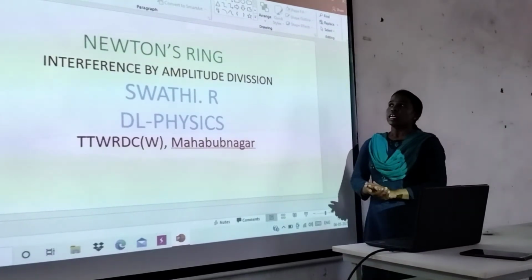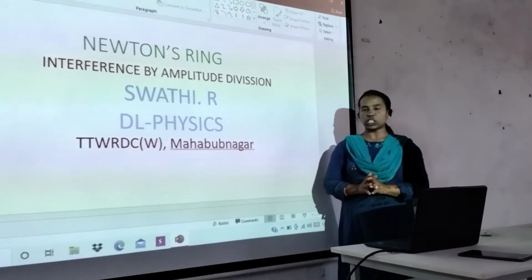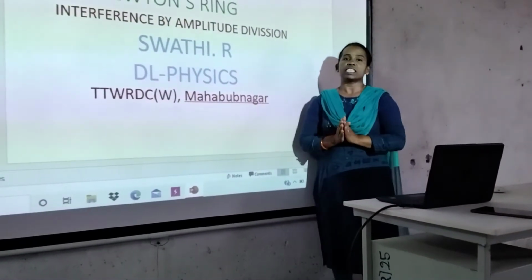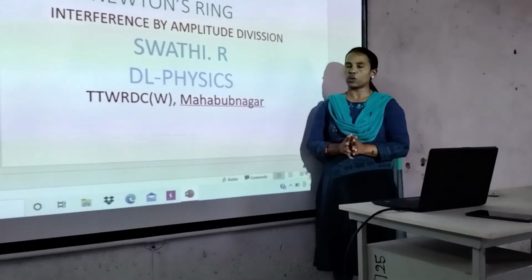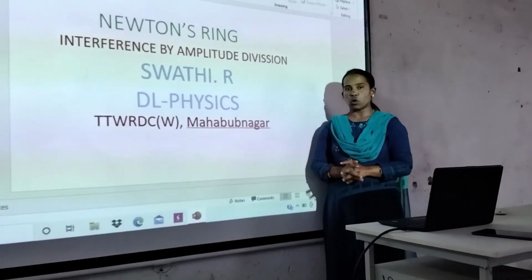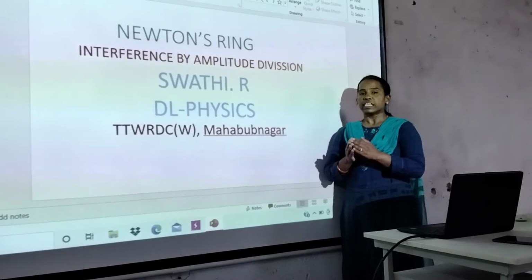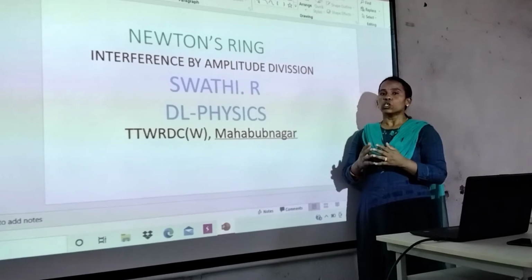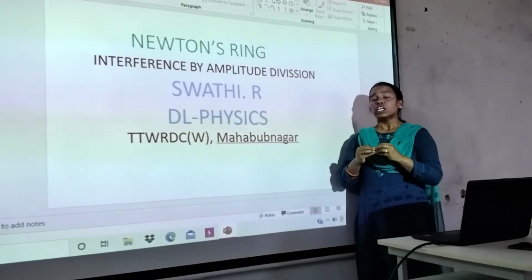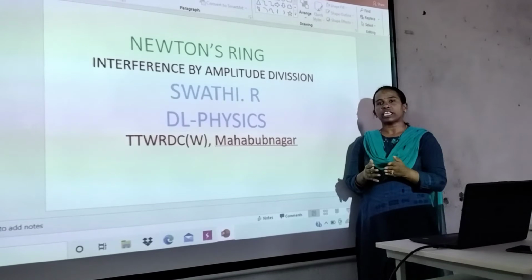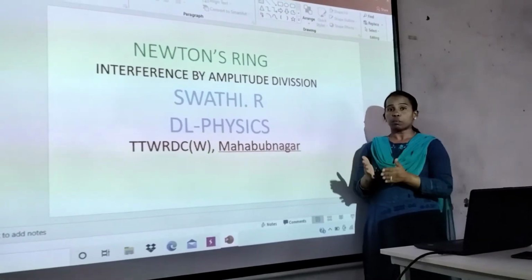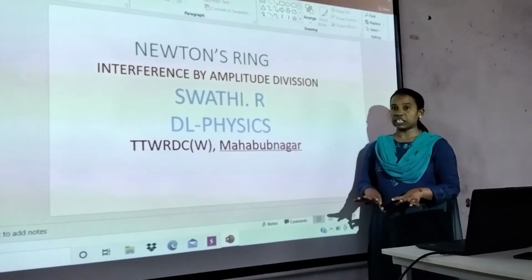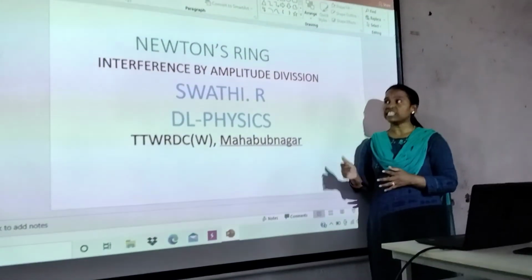Let us start with the definition of interference. Interference is nothing but superimposition of two monochromatic and coherent beams. When two monochromatic and coherent beams superimpose, then there is a modification in the amplitude or intensity of the resultant wave. The superposition can occur between any waves, but if it occurs between two monochromatic and coherent beams, then we name that interference.